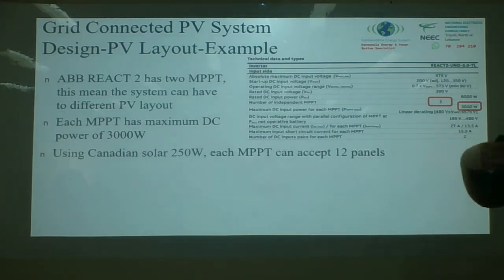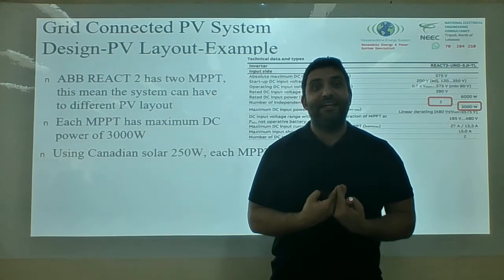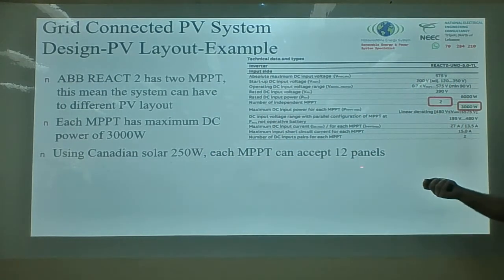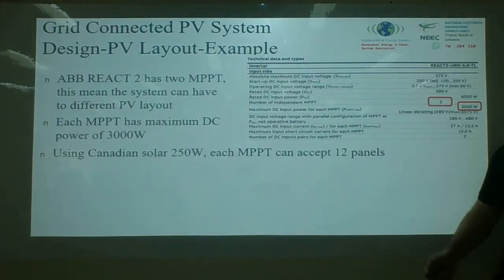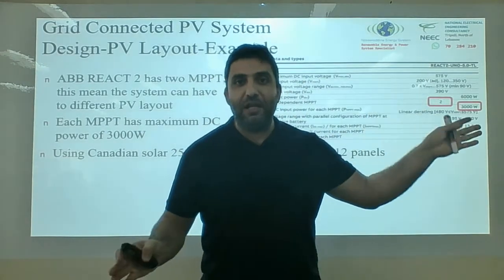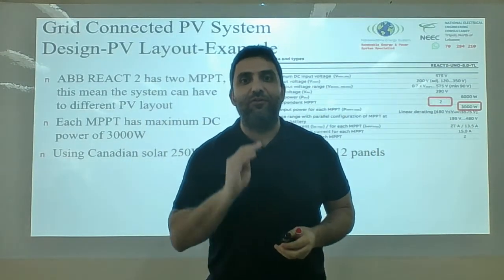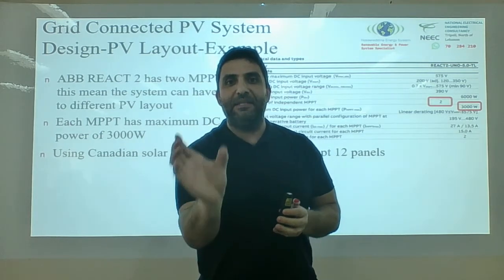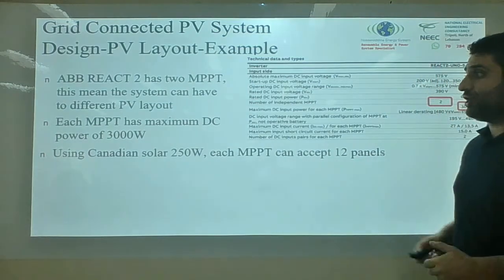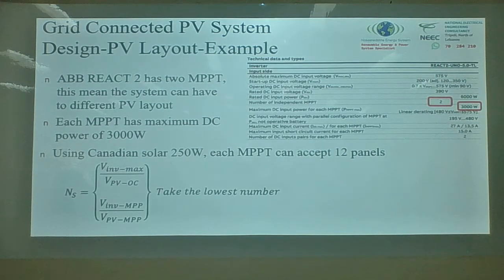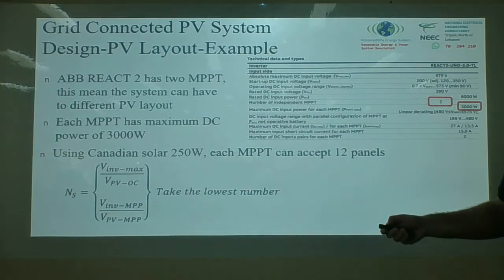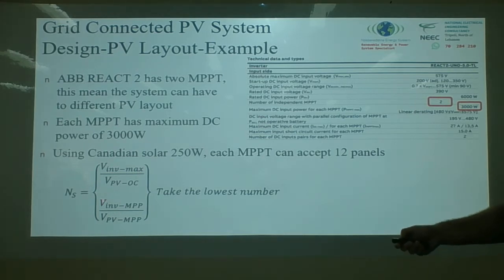So I'm using 250 watt Canadian Solar. Therefore, a maximum of 12 panels can be installed on each MPPT. 12 panels. As you can see, great. The total system can take 24 panels. Every MPPT will take 12 panels. Now, do I connect these 12 panels in series, in parallel? Let's check. I need to verify this. The number of panels in series must obey these two. So I always take the lowest.